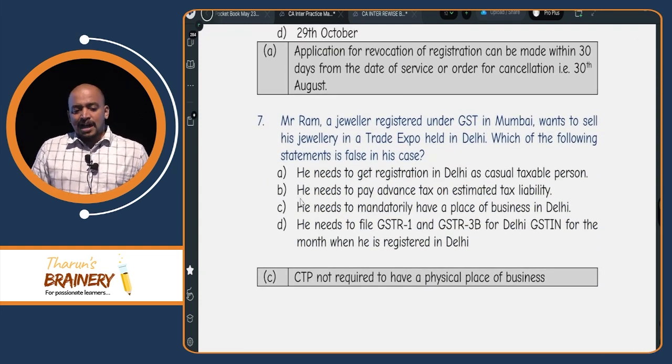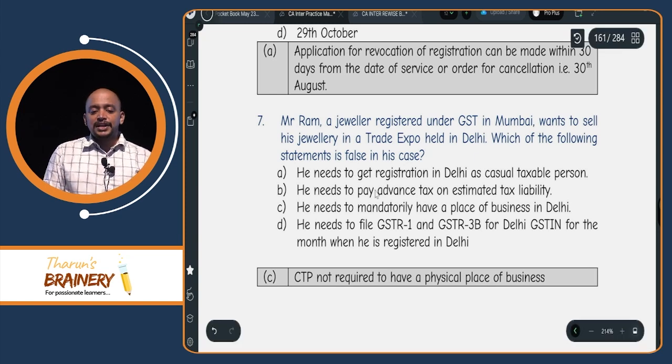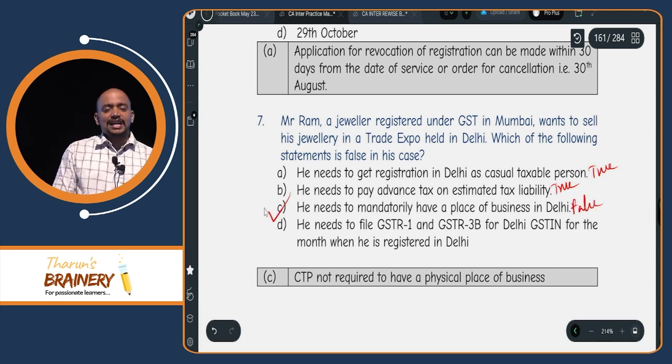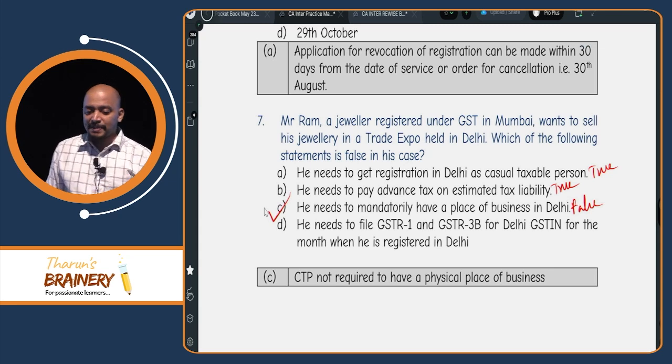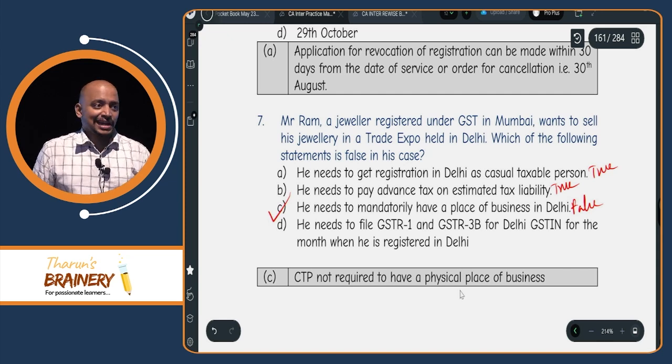Then Mr. Ram, a jeweler registered under GST in Mumbai, wants to sell his jewelry in a trade expo in Delhi. So he is in Mumbai. He is going to Delhi. Which of the following statements is false? Actually, what registration does he need in Delhi? Casual taxable person. He needs to get registration in Delhi as a casual taxable person. That is true. He needs to pay advance tax with respect to estimated tax liability. True. He needs to mandatorily have a place of business in Delhi. False. He does not have any physical place of business. Then only he will be called a CTP. And he needs to file GSTR-1 and 3B. Yes.